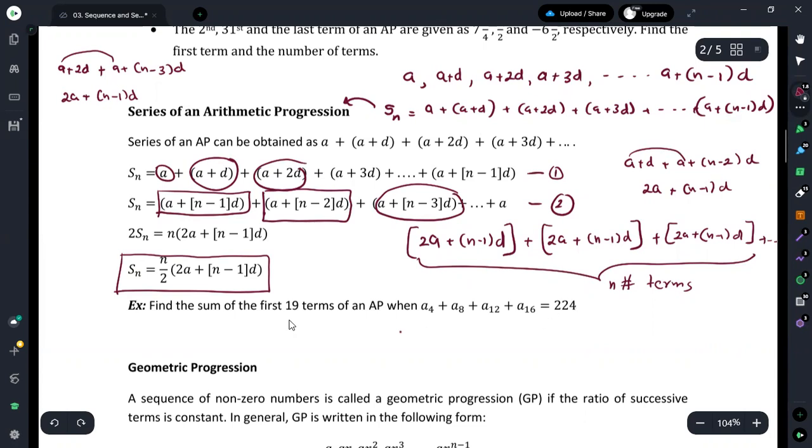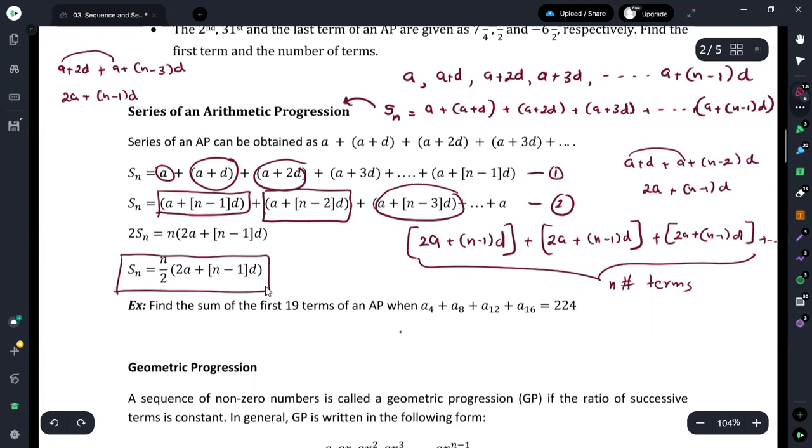Then we are asked to obtain the summation of the first 19 terms of the arithmetic progression. Therefore, so far we do not know what is the exact value for A and what is the exact value for D. But the only thing we know is these four terms give us the summation as 224. Now we will move on to obtaining an answer for this exercise.